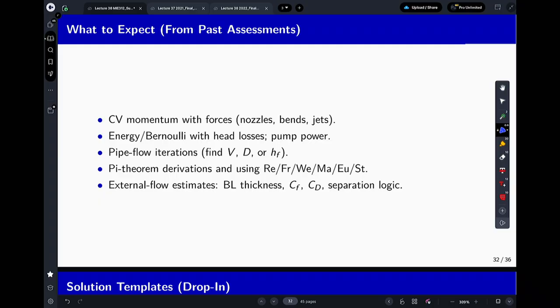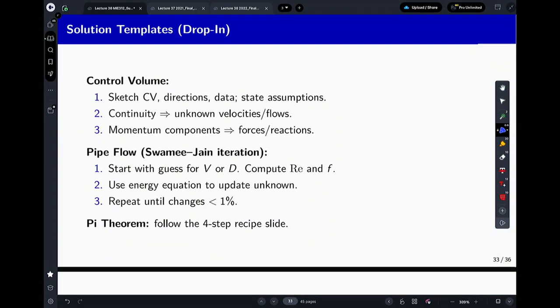So CV momentum with forces, energy, Bernoulli equation with head losses, pump power, pipe flow iterations, pi theorem, derivations, external flow or flow estimates. Ultimately, in all of these cases, you go back to first principles. You have control volumes, you have continuity, you have momentum.